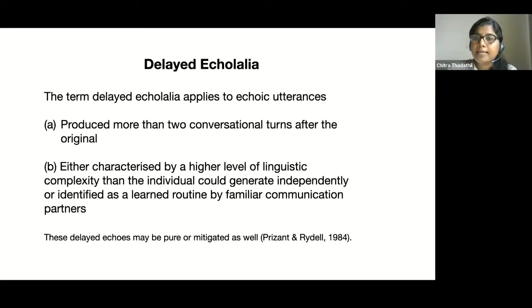And these echolalic utterances could also be pure. It could be exactly what the parent asked him, or it could be mitigated, like how I told about the child. He asked me, could you please give me the car? He could also mitigate and say, could you please give me the toy? Could you please give me the computer? So that is mitigated.